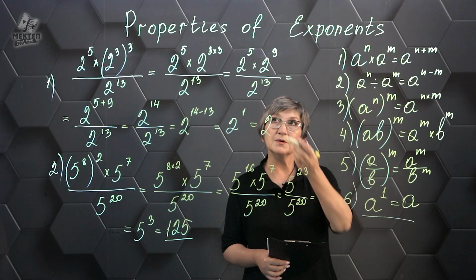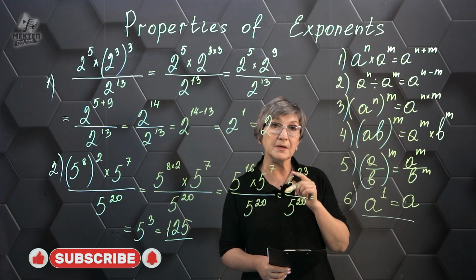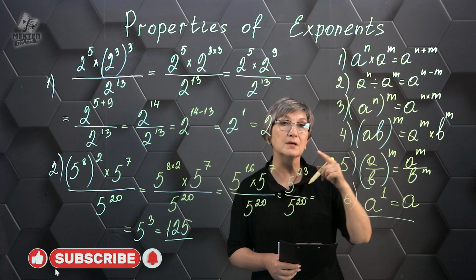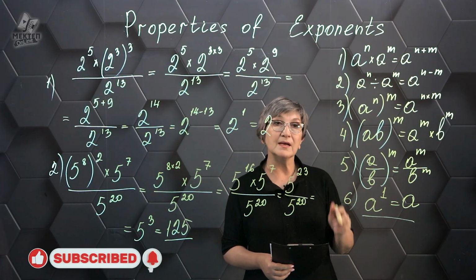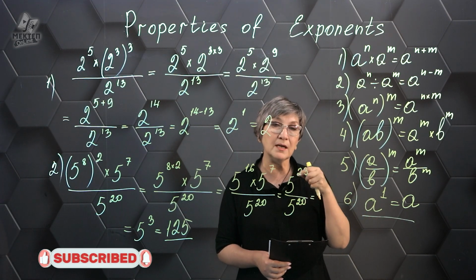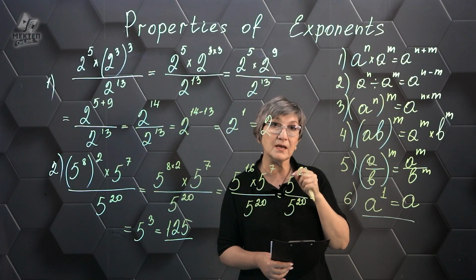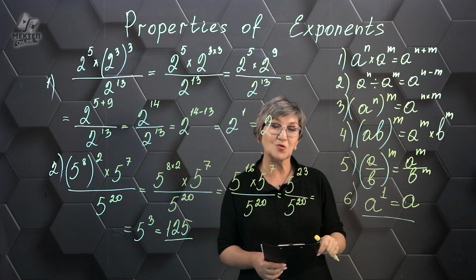In the next lesson, we'll solve some more examples like this. But in this case, we're going to apply the fourth property and write the number without changing its base, but as a product. Today our lesson has come to an end.